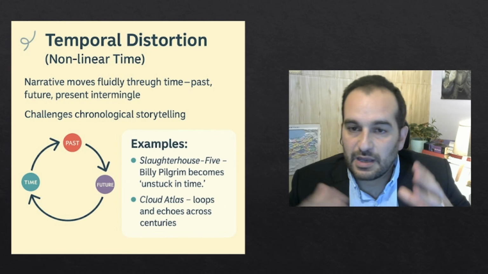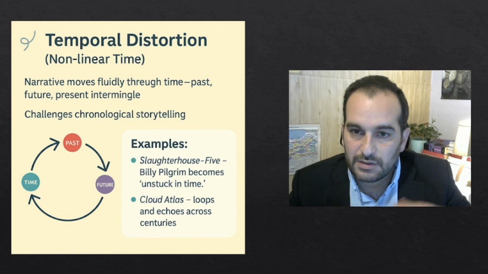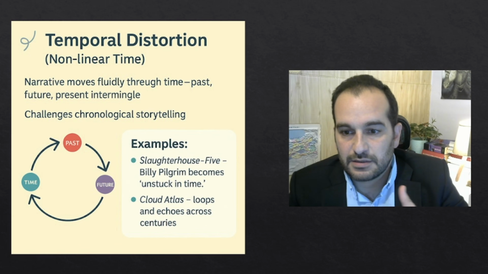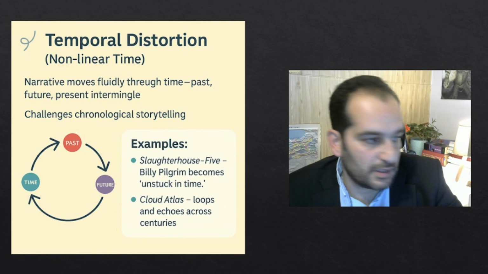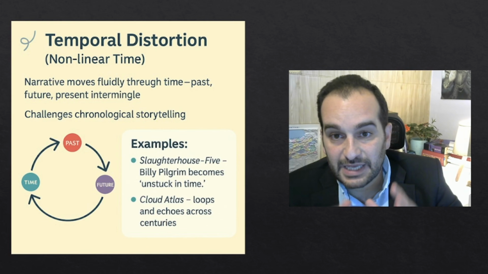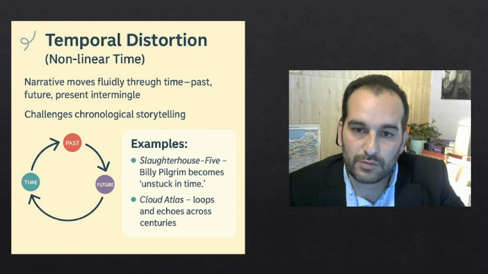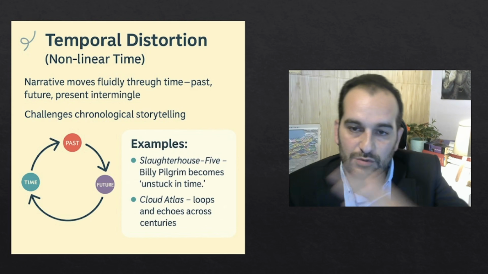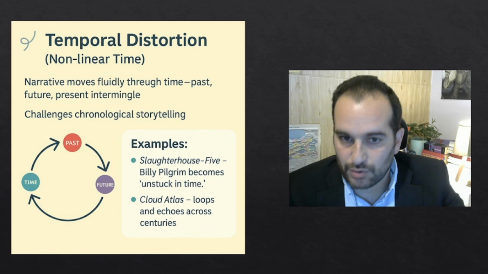We see events happening in the present, in the past, and in the future, all together without a chronological order. This is called a non-linear time. For example, Cloud Atlas loops and echoes across centuries in the story. So we see the character going to the future, to the past, back to present, without any order.